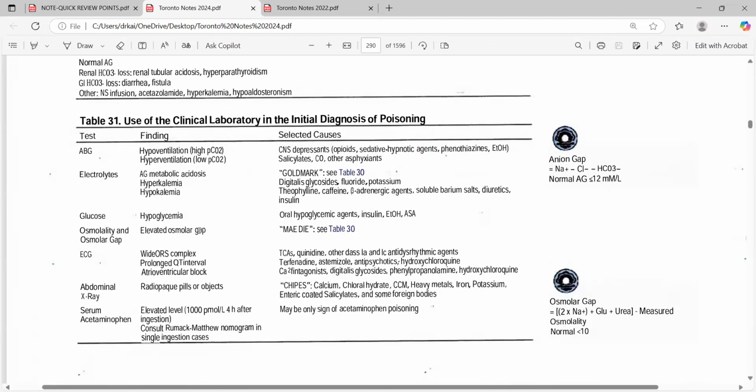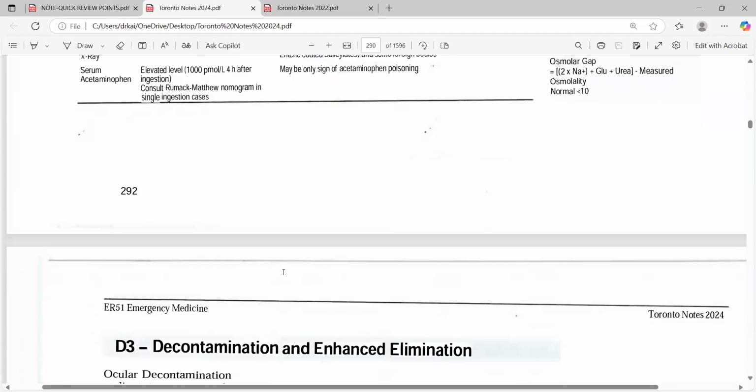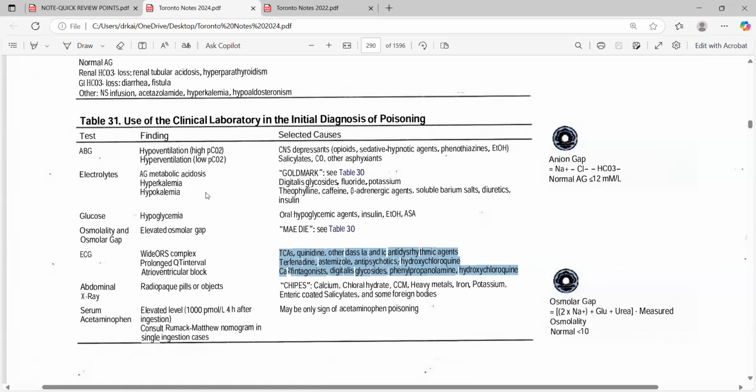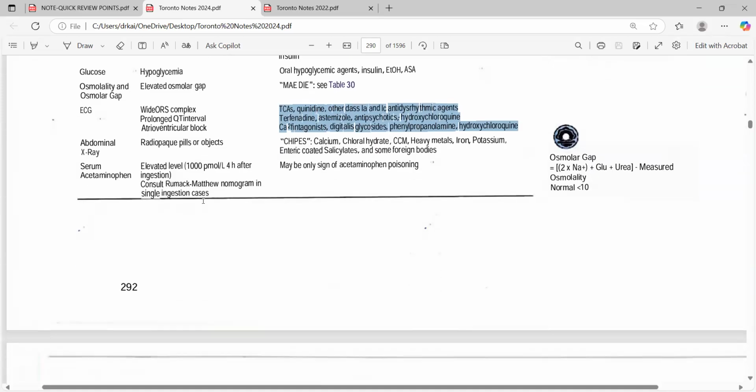ABGs, electrolytes, glucose, and ECG. In which cases or with which drugs do you have to do the ECG? Just give it a quick read. Maybe a question can be asked where the patient was given quinidine and what investigations you would like to do. Although we do other things too, ECG is one to figure out if there are any arrhythmias. And the anion gap formula: they can give you a scenario where you have to calculate the anion gap.